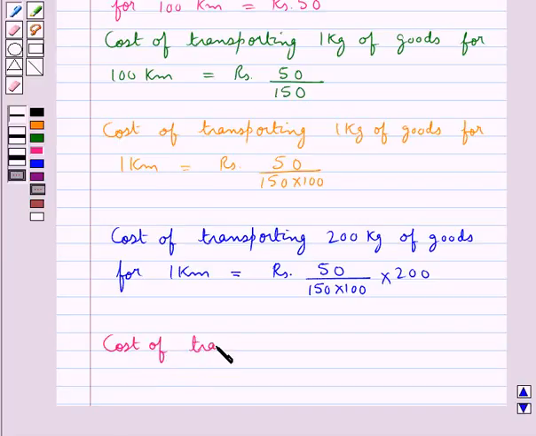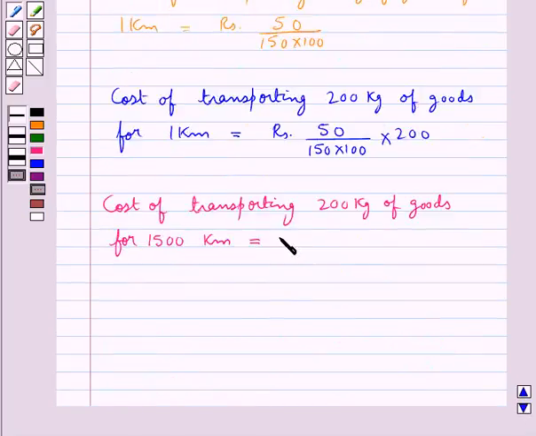Then next we have the cost of transporting 200 kg of goods for 1500 kilometers, and this is equal to rupees 50 upon 150 into 100 whole multiplied by 200 into 1500. More the distance, more would be the cost of transporting the goods.